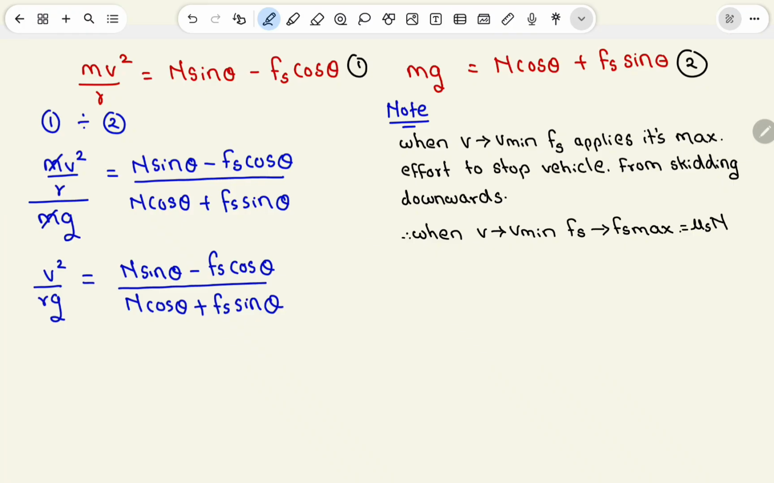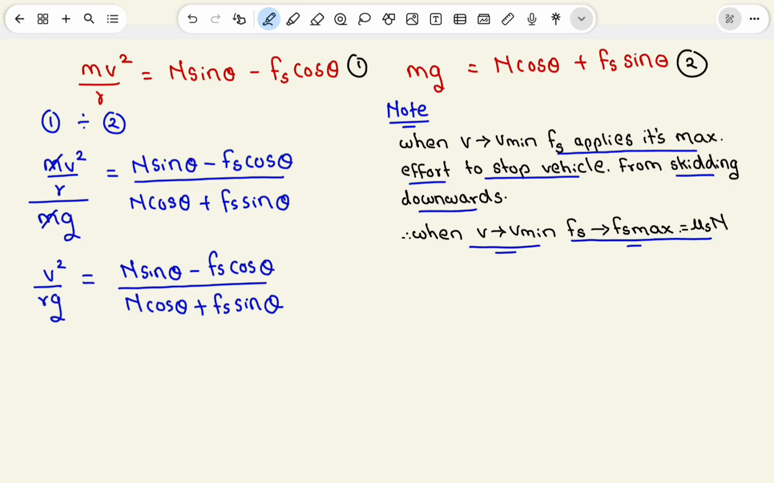Now, let's understand what happens at minimum speed. As we discussed, at or below the minimum speed, the tendency of the vehicle is to skid downwards on the banked road. We have to avoid that skidding, which is done by the friction force acting upwards on the banked road. So when V goes to V minimum, the static friction applies its maximum effort to stop the vehicle from skidding downwards, which means that the static friction has its maximum value equal to mu s N.